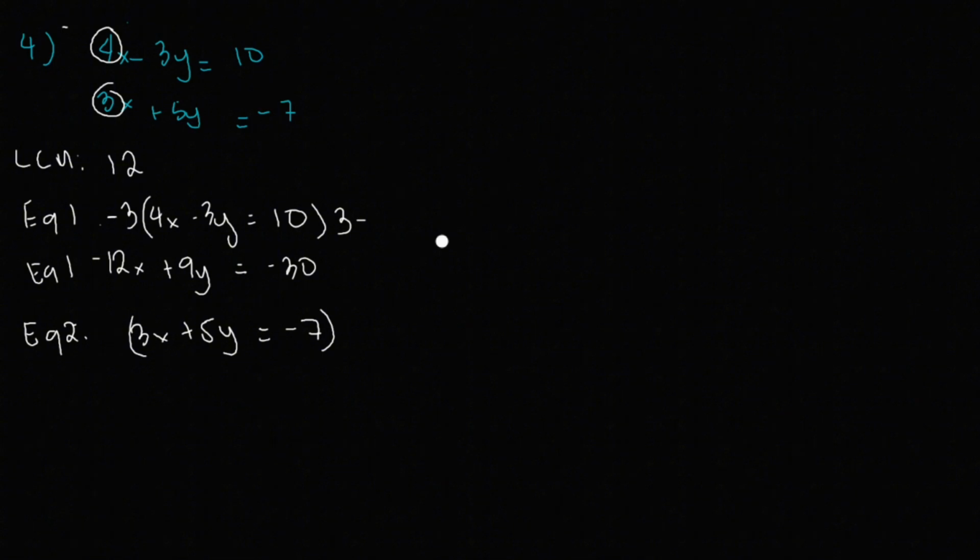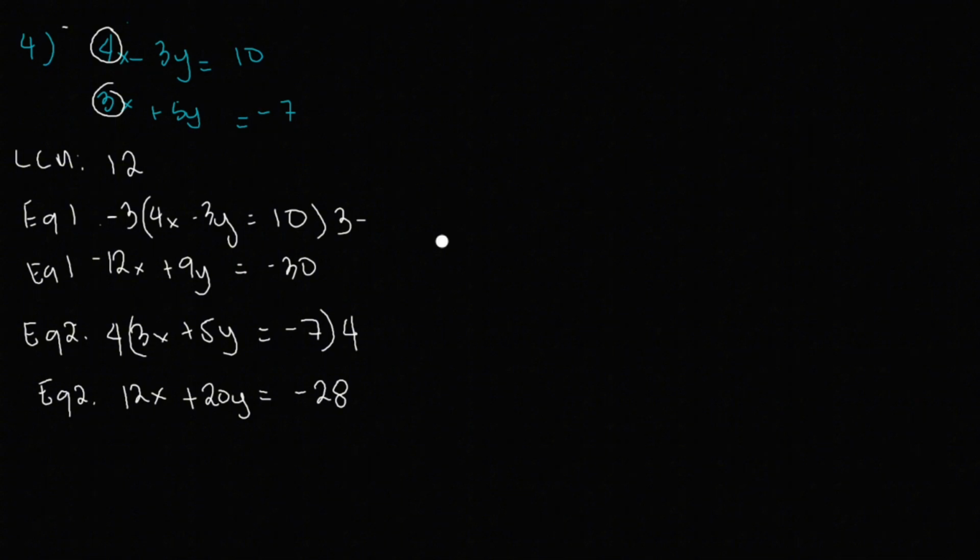Now, our goal is to make this into 12. So what number do we need to multiply to 3 to make it 12, which is 4. Okay, so you just need to simplify 4 times 3x, that will become 12x. 4 times 5y, that will become 20y, is equal to negative 7 times 4 is negative 28. Now this will become your new equation number 2.